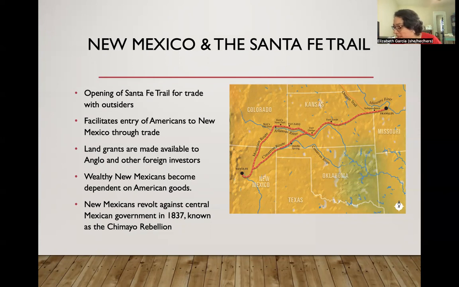Governor Perez's centralized government control, heavy taxation, and compulsory militia service eventually met opposition from both rich and poor in New Mexico, leading to one of these revolts in 1837, known as the Chimayo Rebellion.